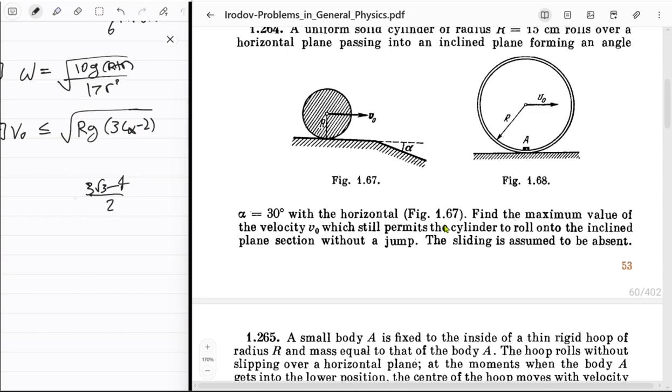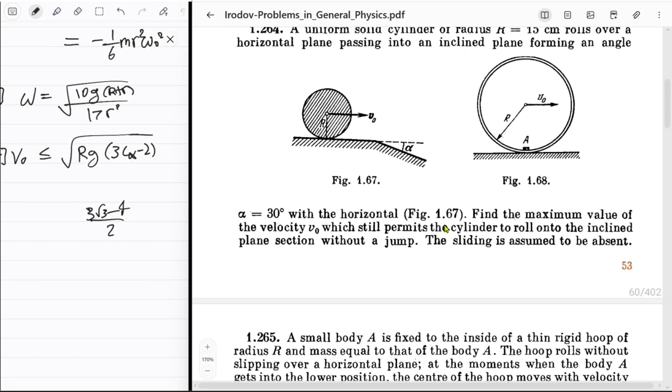And then you got RG. And what's G, by the way? Just assume it's 10 or something. What is R? R is 15 centimeter, right? So that is 0.15.